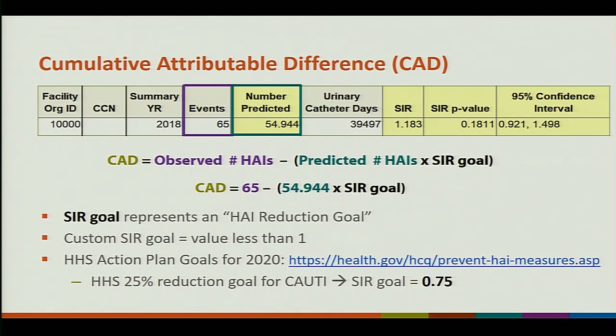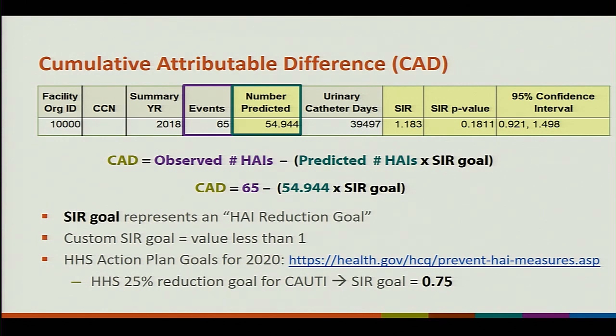Okay, so because it's an HAI reduction goal, our SIR goal should always be a value that is less than one. All right, if we just think of it on the surface, and we know that an SIR greater than one means more infections than would be predicted, no matter what your current SIR is, we're always going to be pushing for an SIR less than one, right? We always want to see an SIR that's less than one. So our SIR goal should always be a value less than one that we're plugging into our equation.